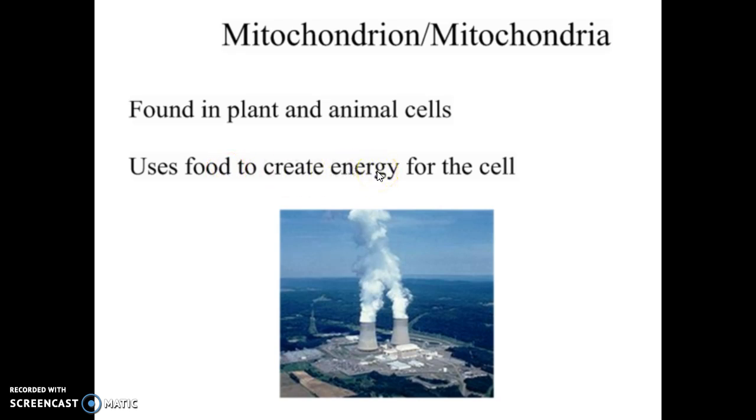So mitochondria are found in both plant cells as well as animal cells. Plant cells just have chloroplasts, animal cells do not. The reason being, we can eat our own food. Plant cells need to create their own.